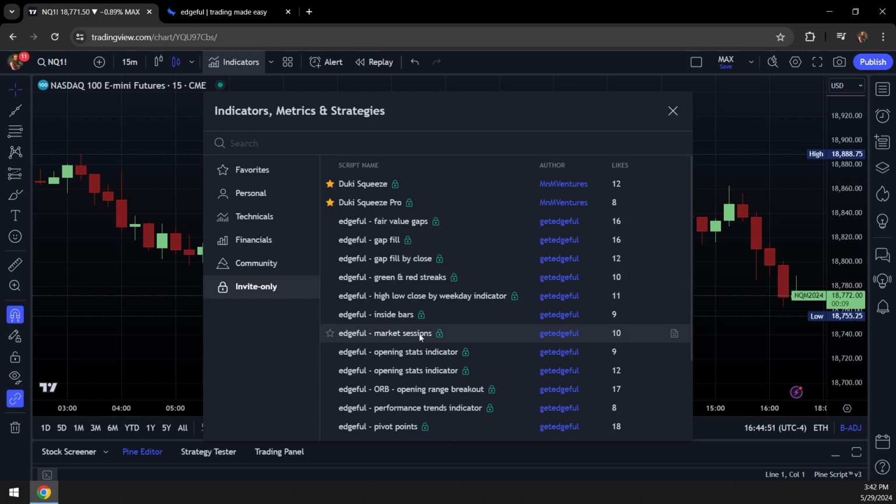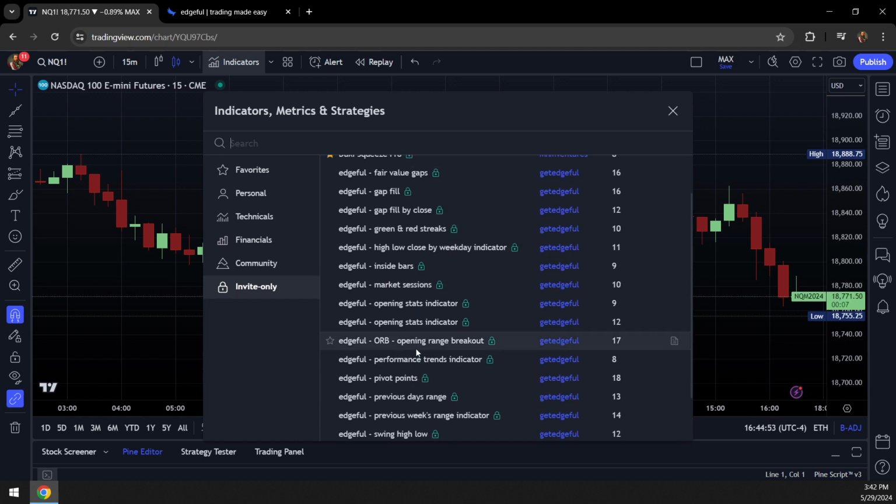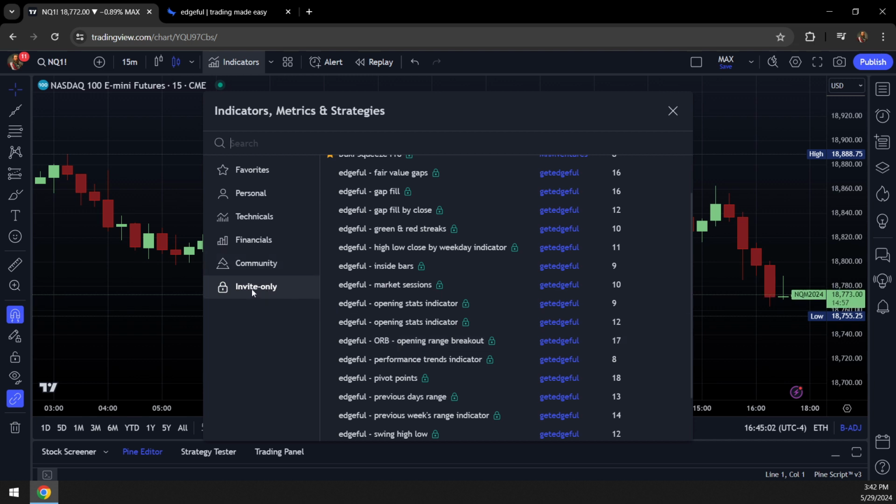But I do want to show you guys, so these indicators, once you sign up with them, all you have to do is send them a message with your TradingView username, and then they'll populate in here under invite only. You'll see all the ones they have, which, this list is growing. When I first started, they only had like 5 or 6 of these, so there seems to be like a new one every other week right now. Here's the opening range breakout one.